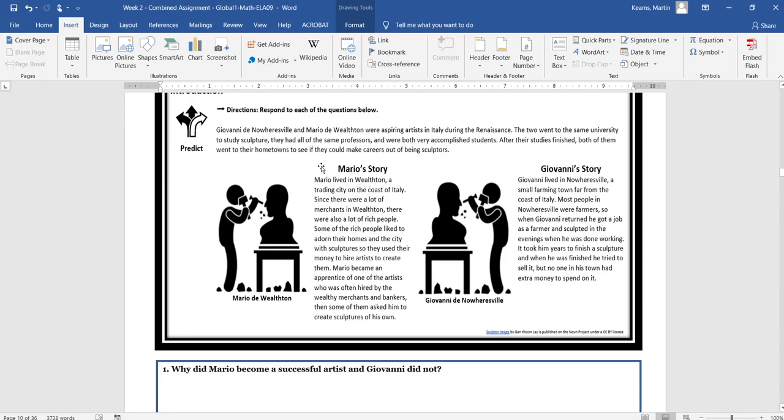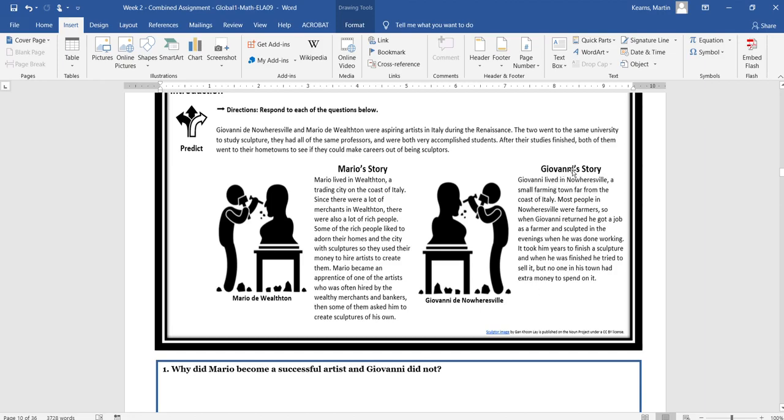So Mario's story. Mario lived in Wealthton, a trading city on the coast of Italy. Since there were a lot of merchants in Wealthton, there were also a lot of rich people. Some of the rich people liked to adorn their homes and the city with sculptures, so they used their money to hire artists to create them. Mario became an apprentice of one of the artists who was often hired by the wealthy merchants and bankers, and then some of them asked him to create sculptures of his own.